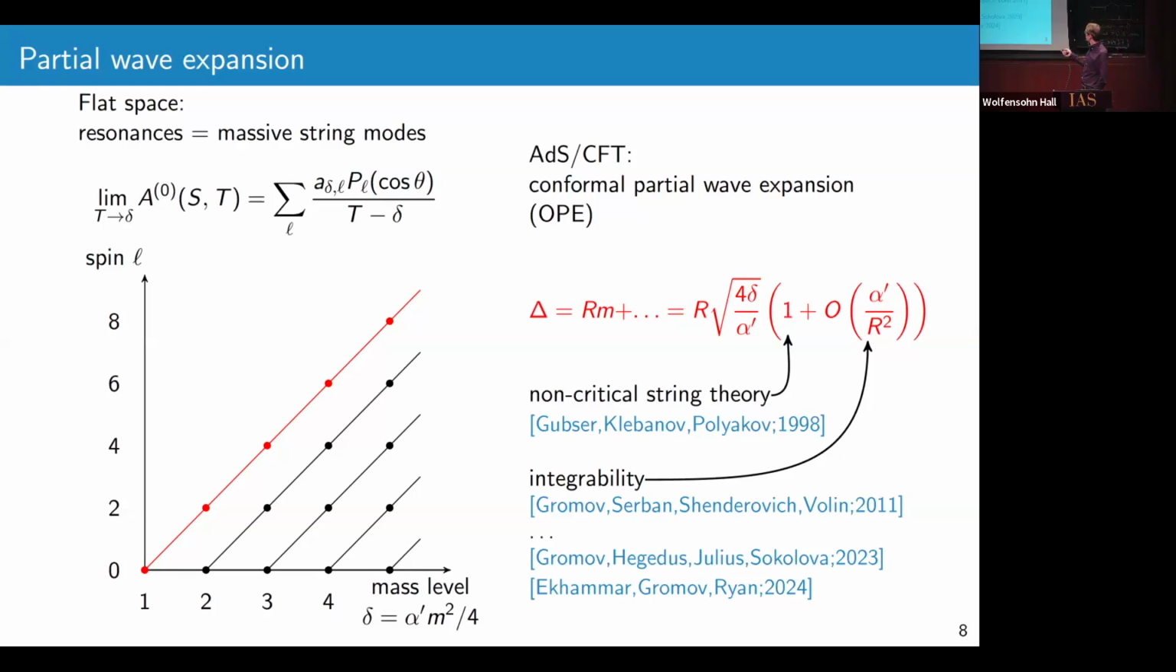Later, people used integrability to compute these dimensions at finite AdS radius, at finite coupling. First, only for the leading Regge trajectory here in red, where in this case, this operator in the corner is called the Konishi operator. And these 2 papers, I think, are the state of the art in this. And they can now compute these dimensions for many more operators. So let's talk a little bit more about this conformal partial wave expansion.